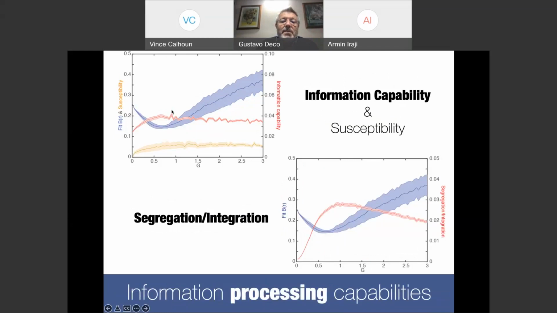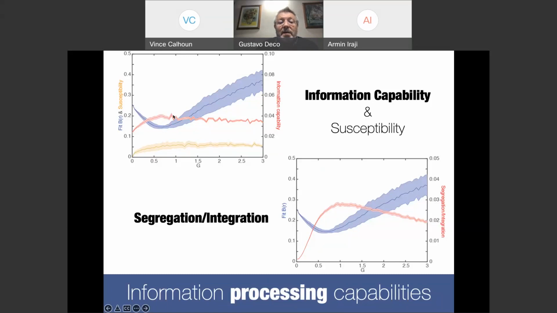The most trivial measure is the susceptibility. So you just perturb the system and see how reactive the system is. And that is reflecting that. So as you see here, practically you reach the saturation already at the working point. So these are good news.